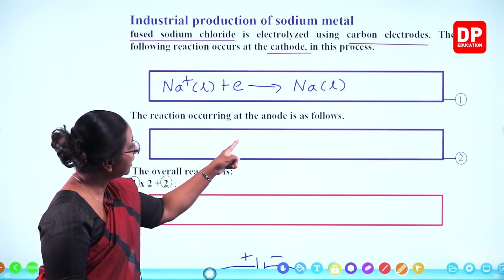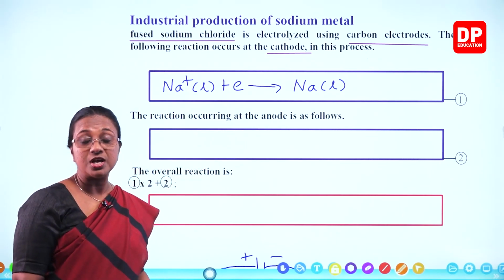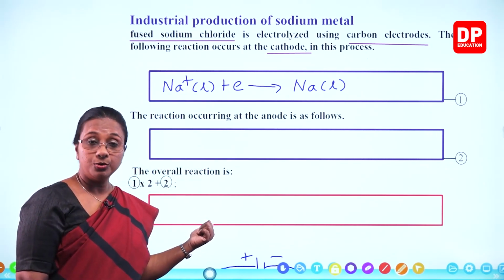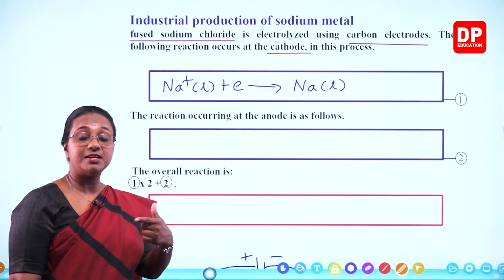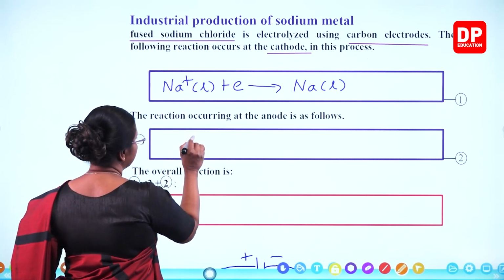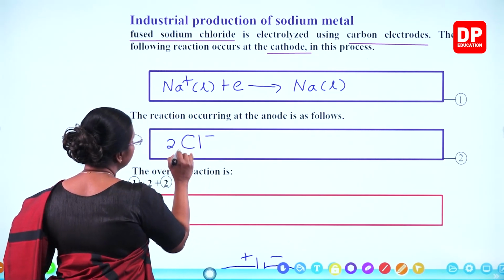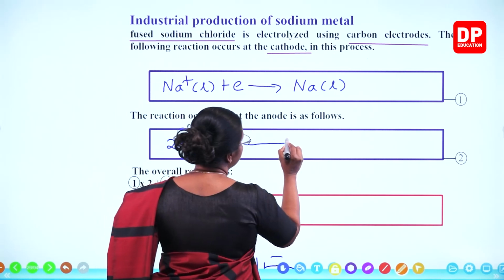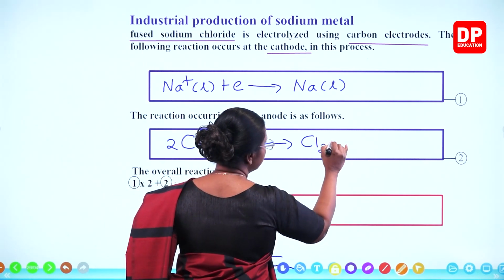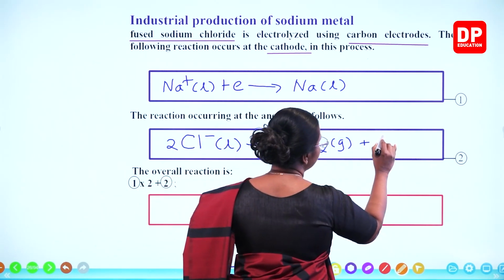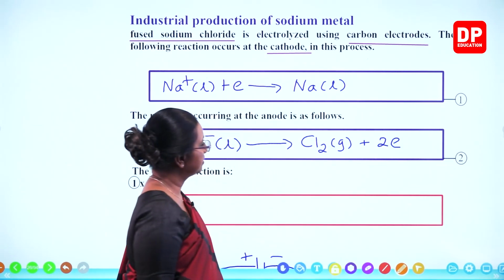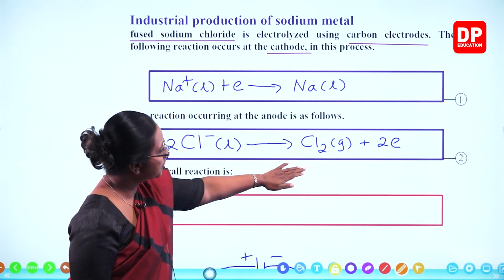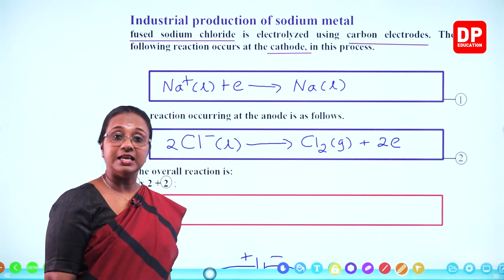The reaction occurring at the anode is as follows. What was the reaction? Chloride ions losing electrons becoming chlorine gas. So there we have 2 chloride ions, that is also in the form of liquid, becoming Cl2 gas by losing 2 electrons. So that is the first equation. This is the second equation.